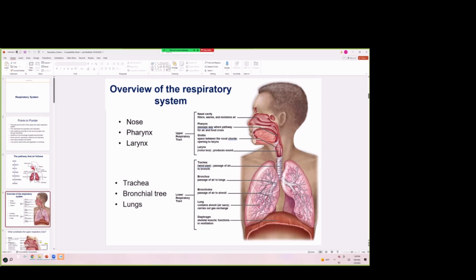Now we said here the trachea here, it branches like this. The right lung tends to have like 3 different lobes, 1, 2, 3. Meanwhile, the left lung has 2 lobes.